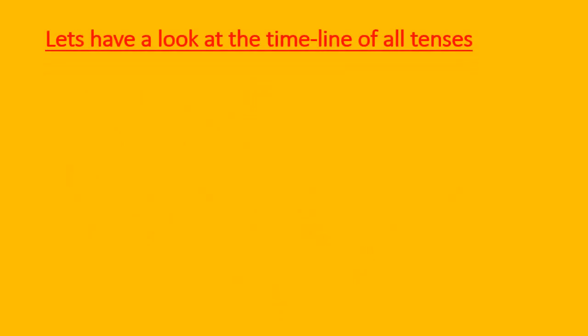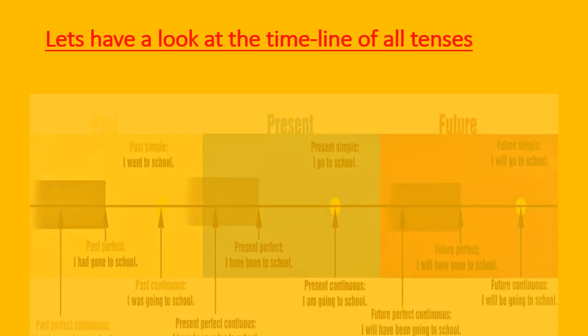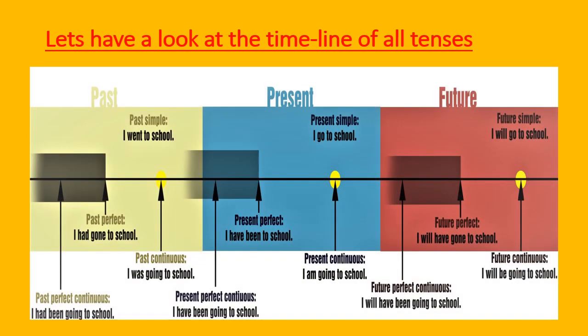Let's have a look at the timeline of all tenses. Children, you can see a horizontal line in the middle of the slide, and it is divided into three times: past, present, and future. The gray area is past, blue is present, and the pink area is future tense. There are 12 basic tenses in the English language. These are the most common grammatical forms of expressing time in English.